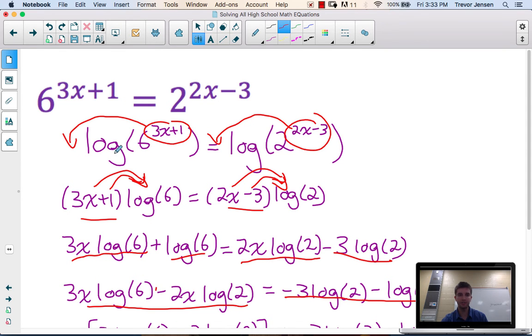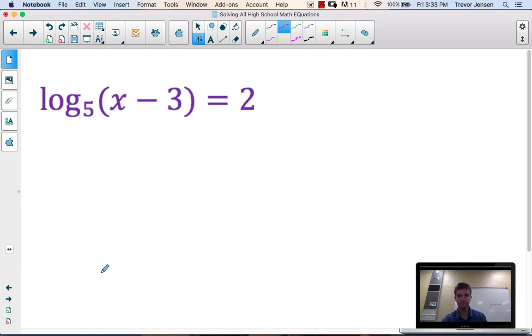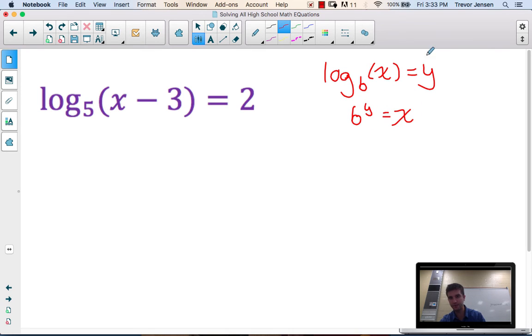When we can't write the powers with the same base, we take the log of both sides and isolate the variable that way. How about this one, a logarithmic equation? This is the first logarithmic equation we solved. So we've done exponential, but here's a logarithmic. Hopefully you remember the rule I just showed you for logs. Log base b of x equals y means the same thing as b to the y equals x, right? The answer to a log is the exponent you put on the base to get the argument.